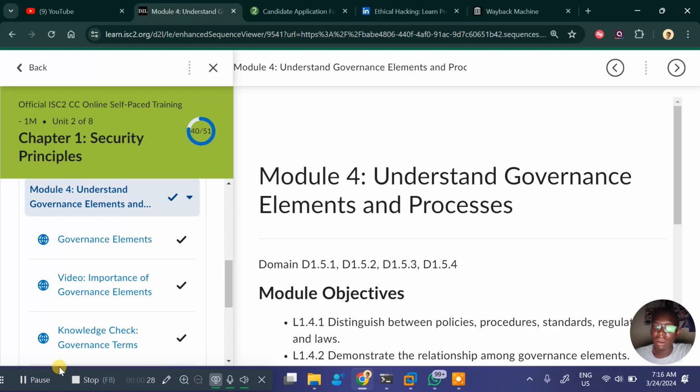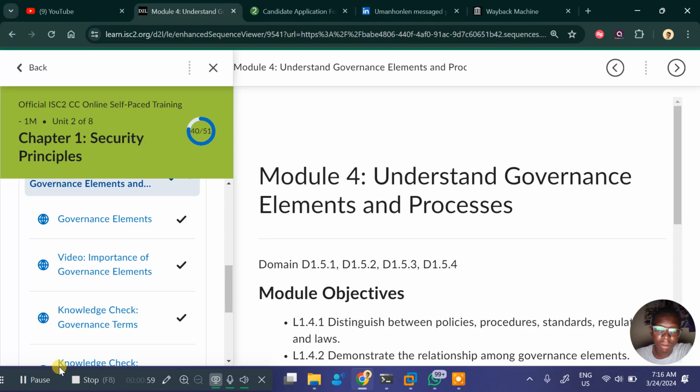This is quite an interesting topic. It's very important to understand it also because it comes out a lot. The major thing you need to understand in here is the difference between the policies, the standards, and the regulations and the laws. And it's very easy to understand. So once you understand what policy is, what procedure is, and all those other things, it's easy for you to easily put up with it. So we are going to proceed with it right now.